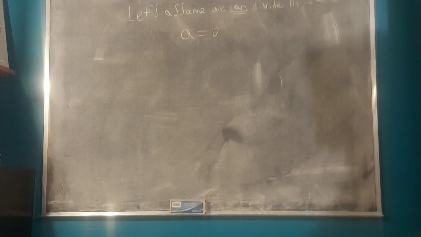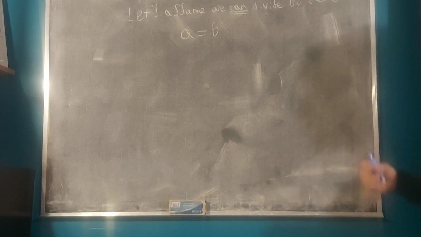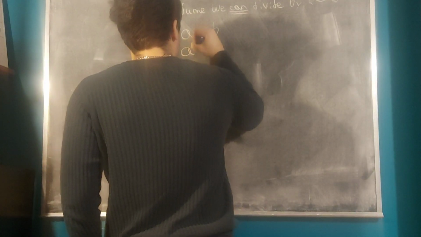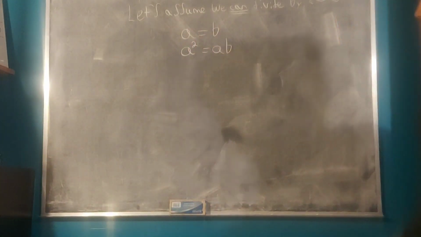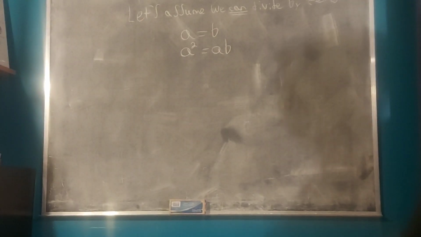Right, so the first thing I'm going to do is write this little equation here. Okay, a is equal to b, fair enough. Now the next thing I'm going to do is multiply both sides by a. Right, now the next thing I'm going to do is subtract b squared from both sides.